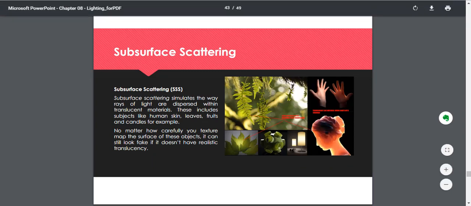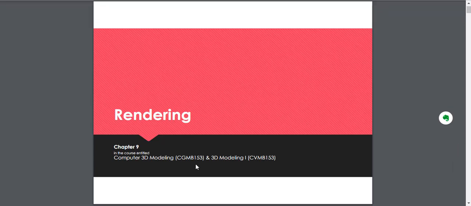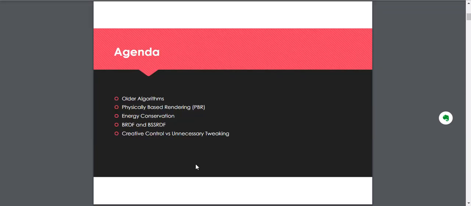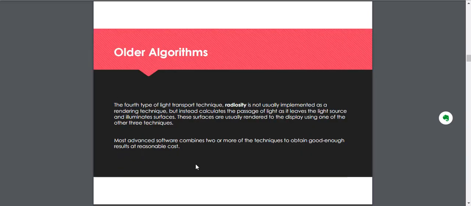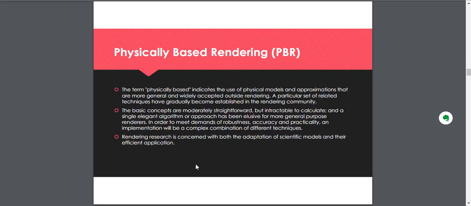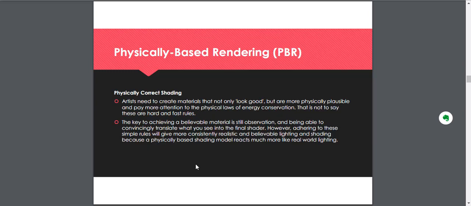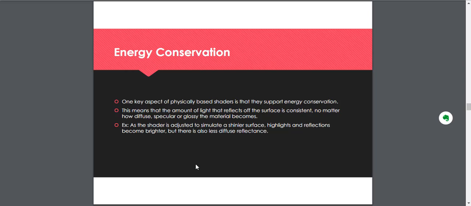Alright, moving on to chapter 9, which is rendering. So what do you need to focus on? A lot of it in rendering is a discussion of this new technique of rendering, called physically based rendering systems, like Arnold for instance. So understand what physically based rendering is, as well as the shaders that come with it. It comes with its own set of physically based shaders. How is it useful in production?